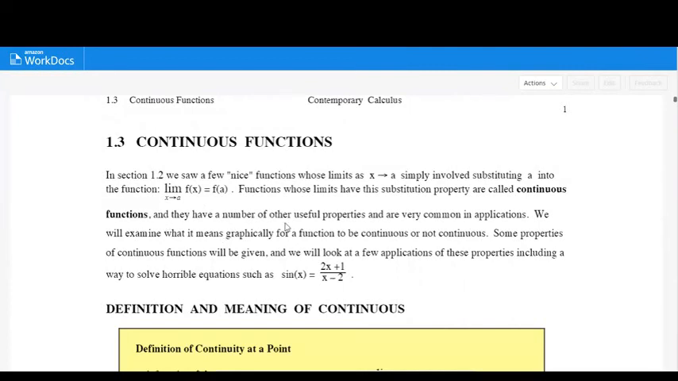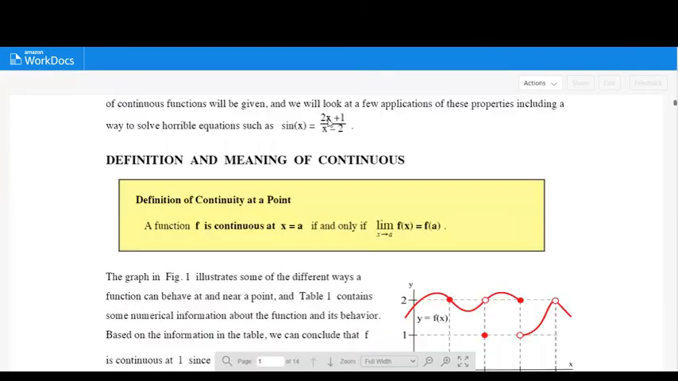And they have a number of other useful properties and are very common in applications. So we will examine what it means graphically for a function to be continuous or not continuous. So some properties of continuous functions will be given, and we will look at a few applications of these properties, including a way to solve horrible equations such as sine of x equals 2x plus 1 over x minus 2. Yan. So we have the definition and meaning of continuous.